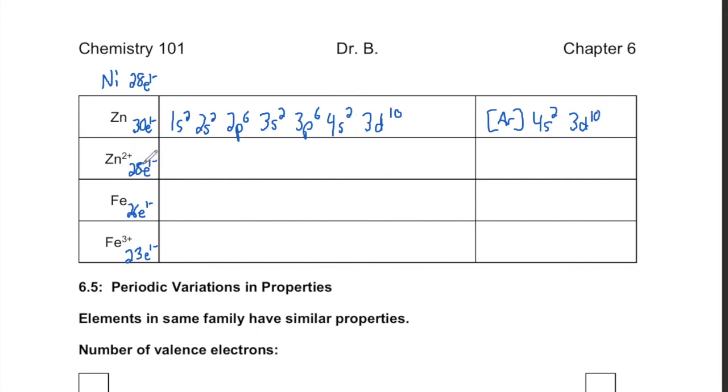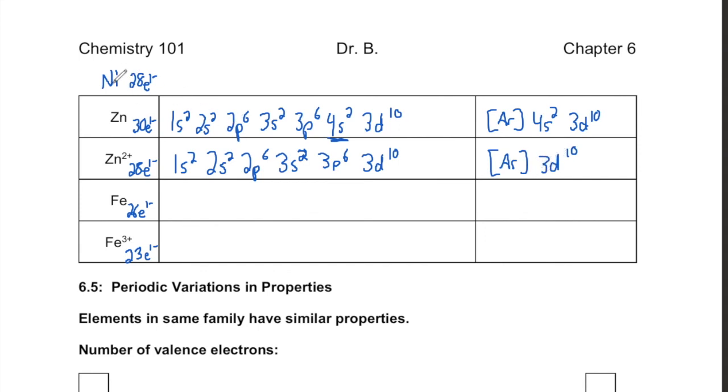When it ionizes, it loses 2 electrons, and it's going to lose them from the outermost shell, which is the 4th level. So it's going to lose these 4s electrons before it touches any of the electrons in the 3rd level. So the 2 electrons that it has lost are the 4s electrons, making it look like argon with 3d10.